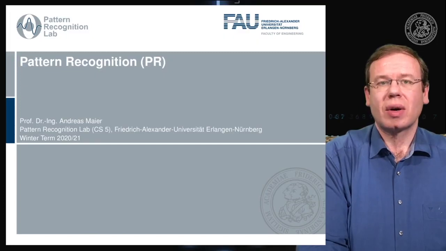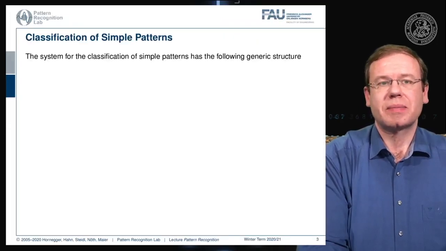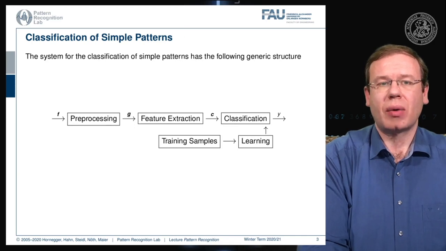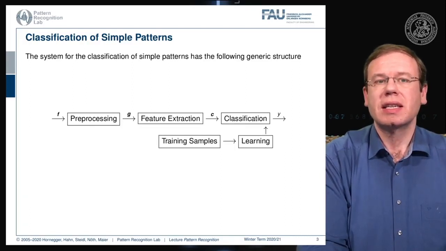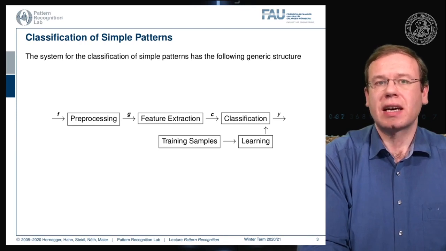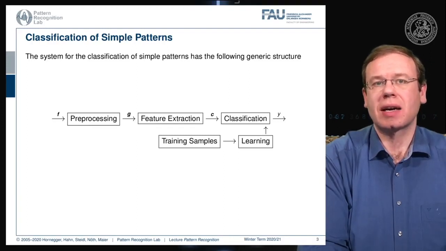So let's go into our pattern recognition basics. So the system for classification we already reviewed in the previous videos. We have our pattern recognition system that consists of the pre-processing, the feature extraction, and the classification. And you can see that we generally use F to indicate signals that go as input into the system. Then we want to use G as a kind of pre-processed image, and after the feature extraction we have some abstract features C that are then used in the classification to predict some class Y.